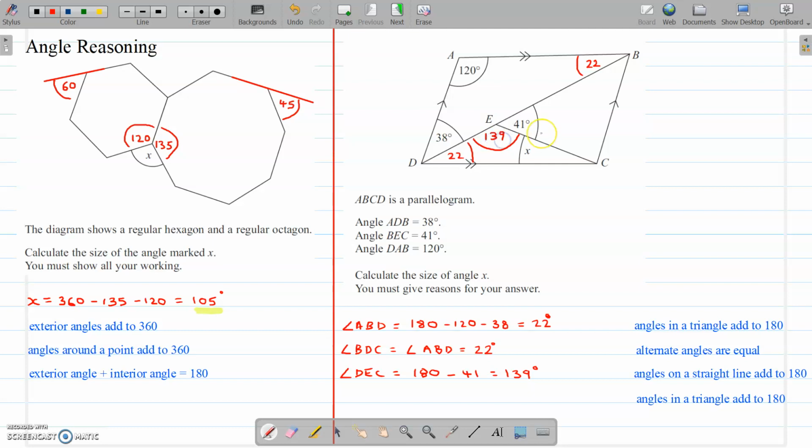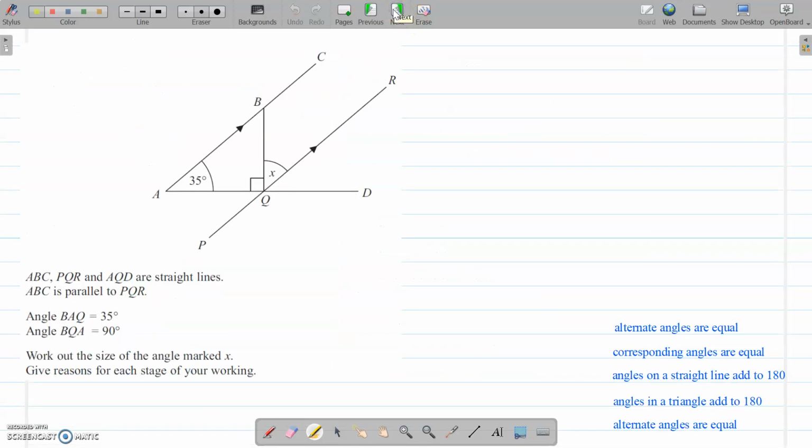And finally, the angle X is in a triangle, yes, with the other 2. So x equals 180, take away the 139 I've just worked out and the 22 to give me 19 degrees. Okay, and the reason for that is given there, angles in a triangle add to 180. Okay, a full answer with a full set of working out and reasoning. Okay, next.